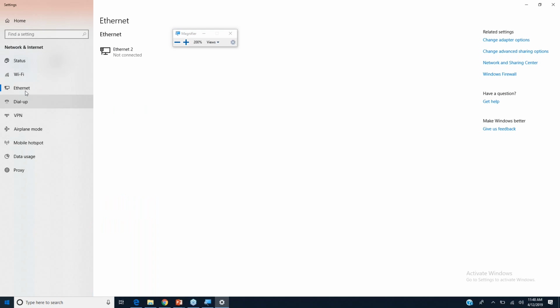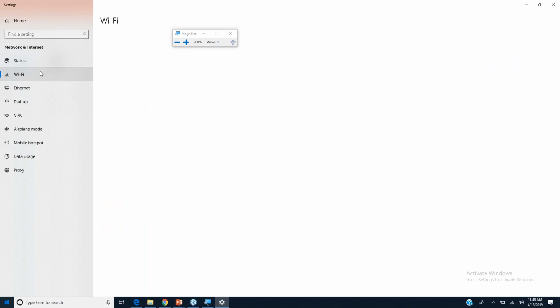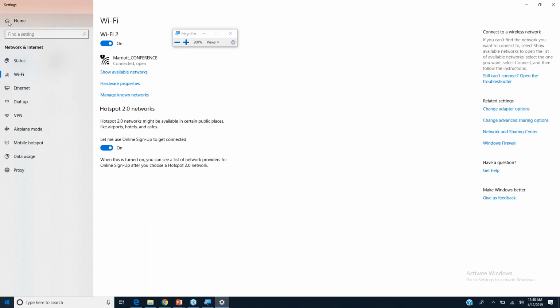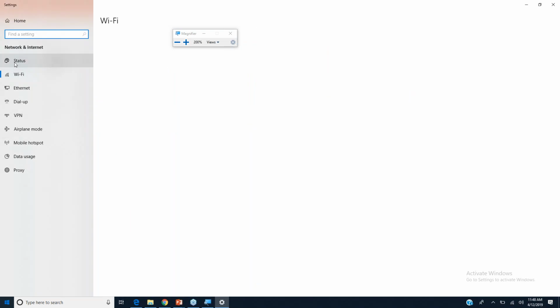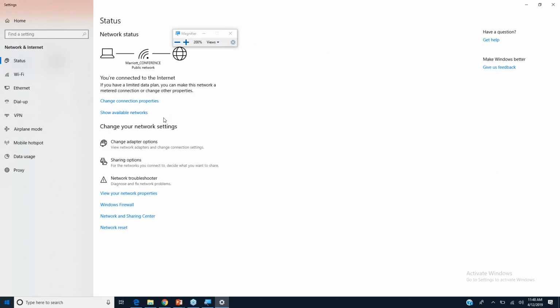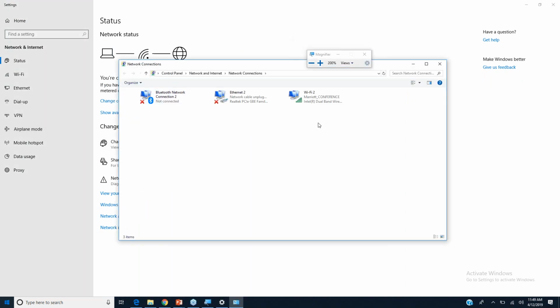I'm going to go to my Ethernet adapter. Well, let's go to my Wi-Fi. You know what? Let me go back to where you normally see it. Now I'm messing myself up. There we go. This is what you would normally see when you click on this. One of the things that you're going to have is change adapter options. You click on change adapter options, and now it'll take you to where my slide is.